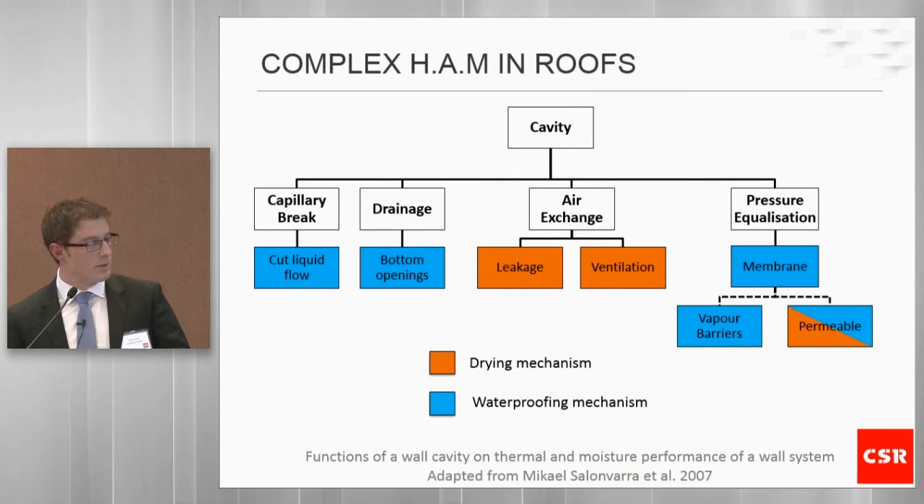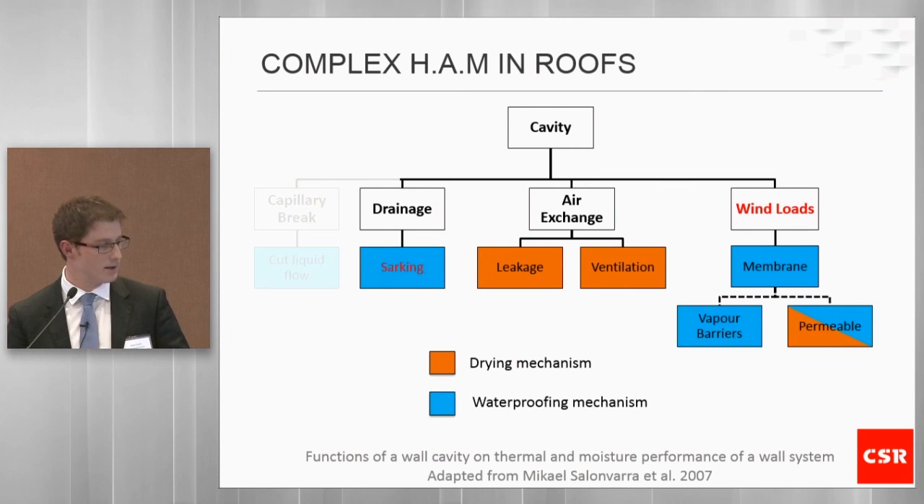So when we talk about roof space, there's complex interaction between heat, air and moisture in roof spaces. It's similar to the way walls work, except it's slightly different in that it's more about using sarking for drainage, and it's about managing wind loads on the roof and utilising air exchange in the roof potentially for drying.